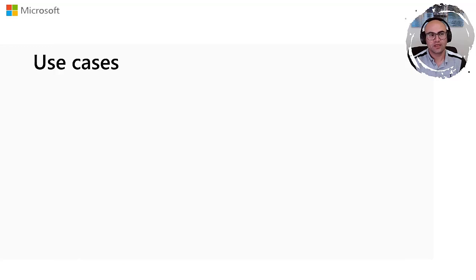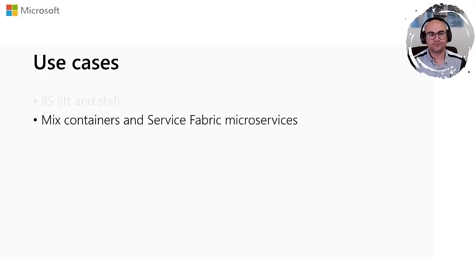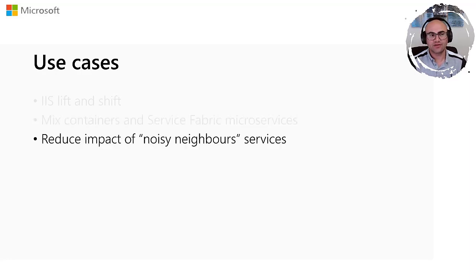A couple of use cases for running containers within Service Fabric are mainly around IIS lift and shift. If you had applications running on premises on IIS, it's really a great way to lift and shift them into Azure using Service Fabric. If you already have services or microservices running in Service Fabric and you wanted to mix them with containers, a really great feature is there for you as well. You can reduce the impact of noisy neighbors in your environment using this amazing feature.